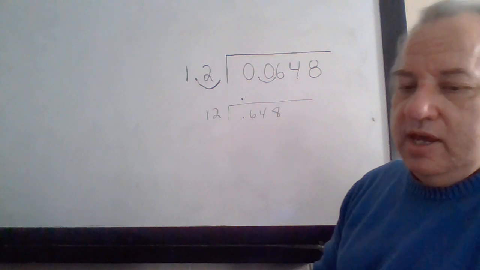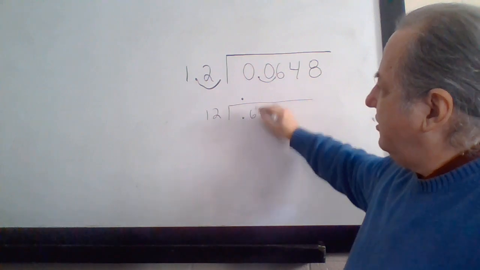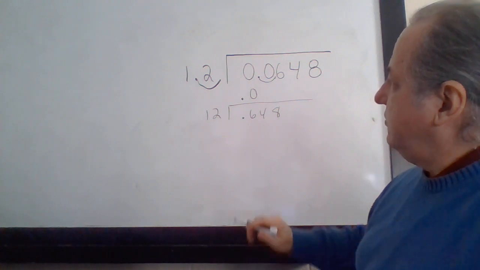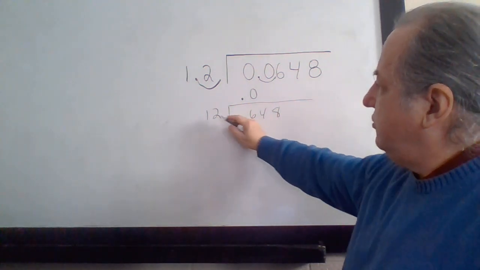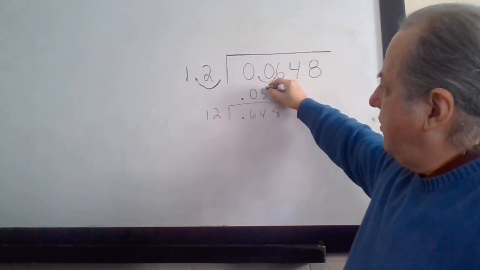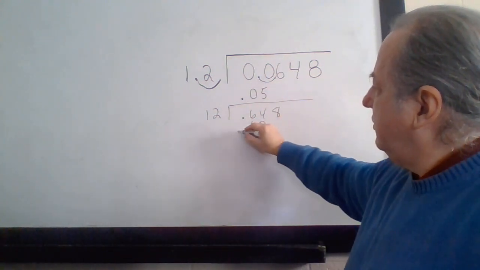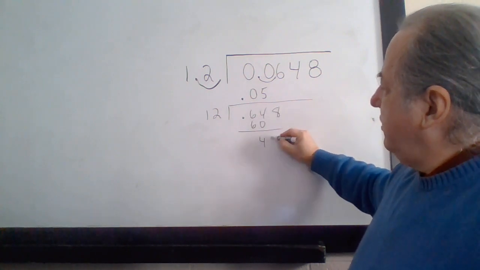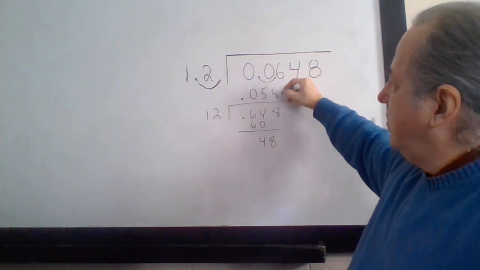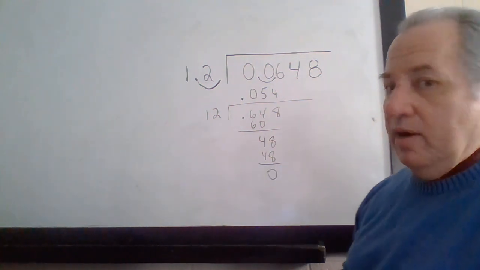Here's where the 0 in the answer comes in, because my decimal is here. 12 does not go into 6, so there is going to be a 0 here as a place value. And then I do what I always do in division. 12 doesn't go into 6, but I can look at 12 going into 64, and it will go in 5 times. 5 times 12 is 60. Subtract, bring down the next number. How many times does 12 go into 48? It goes 4 times. 4 times 12 does indeed make 48, and my problem is done.